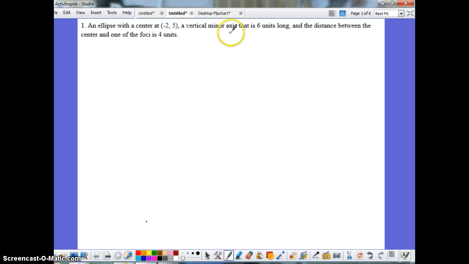All right, so when I look at this, the minor axis is 6. Minor axis deals with the letter B. So B is going to be half that, so that's 3. The distance between the center and one of the foci is 4. So remember, C is the distance between the center and the foci, so that's going to be 4.